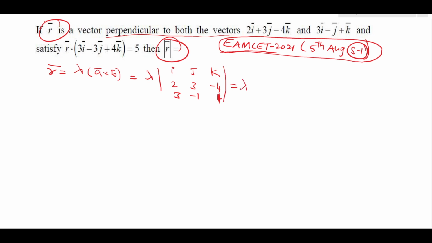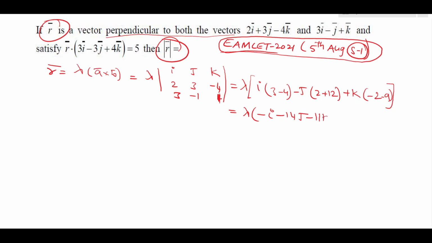So that is equal to lambda into, find the determinant of this, that is i(3 minus 4) minus j(2 plus 12) plus k(minus 2 minus 9). That is equal to lambda into i into 3 minus 4, this is minus i, 2 plus 12, that is minus 14j, minus 2 minus 9, this is minus 11k. This is the vector r bar. So this is the vector.